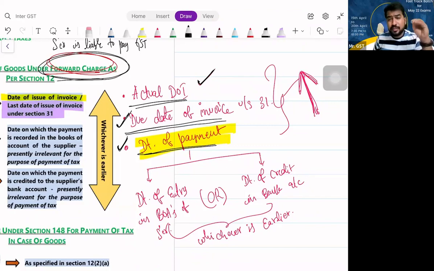In some cases, they will say the check is given on 15th April, recorded the same in the books of accounts on the same day, and 20th it got credited into the bank account. What you will do? 15th April is the date of payment, simple, whichever is early.